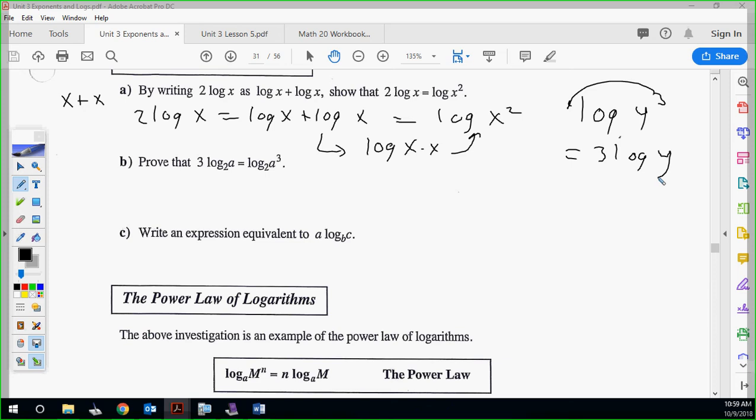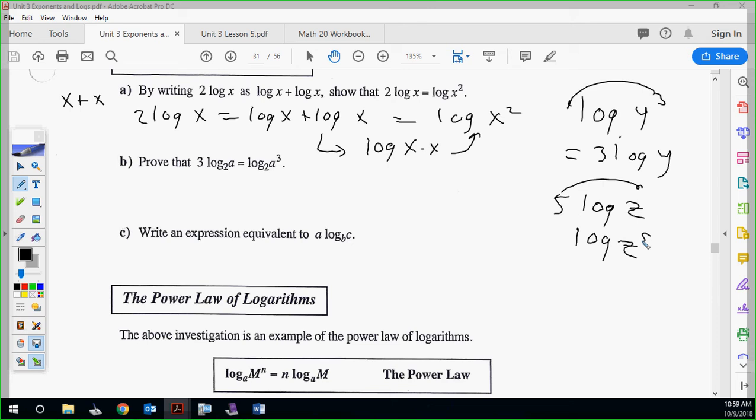The exponents can be dropped in front, or if they're in front, they can be pushed back up into the number. Okay, so if I gave you a 5 log z, I could also write that as log z to the 5th. Just that nice little move there.